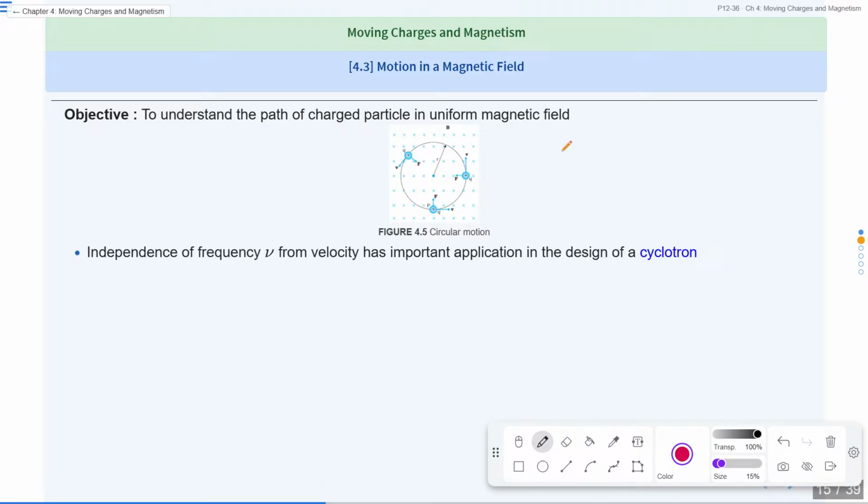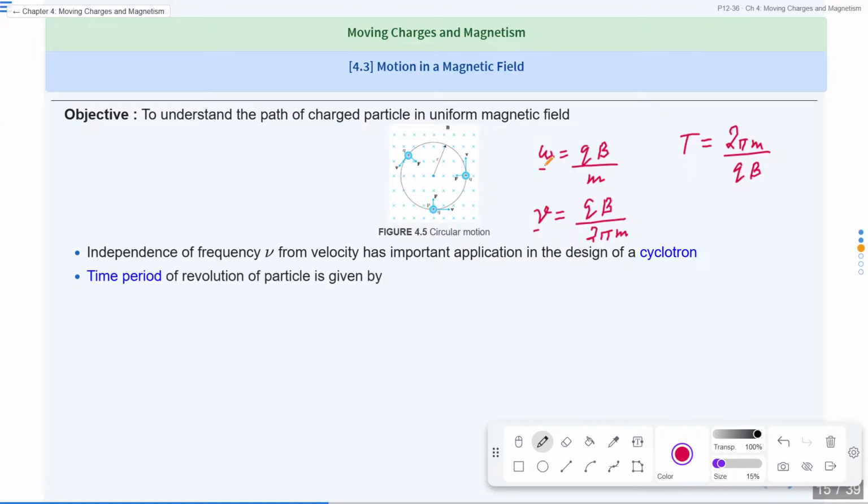Okay, also you can see what was omega. Omega was qB by m. And what was frequency? That was qB by 2 pi m. And what was time period? That was 2 pi m by qB. So you can see that in the expressions for frequency, angular velocity and time period, there is neither radius nor velocity. That means these quantities, time period of that charged particle, frequency of that charged particle and angular velocity of that charged particle are independent of the velocity of the particle.